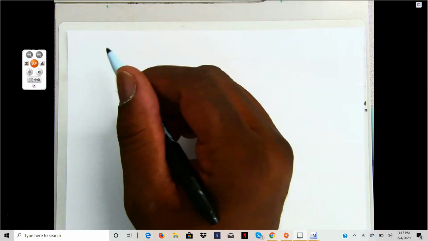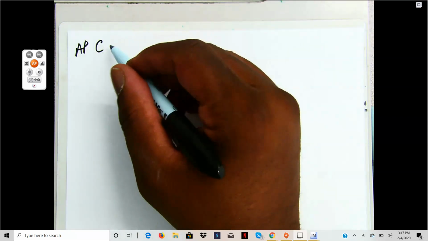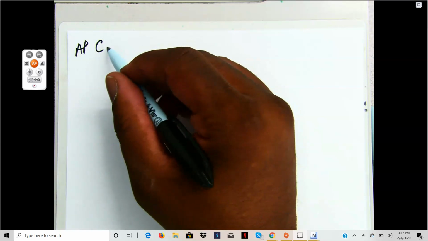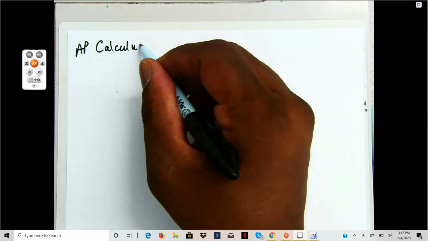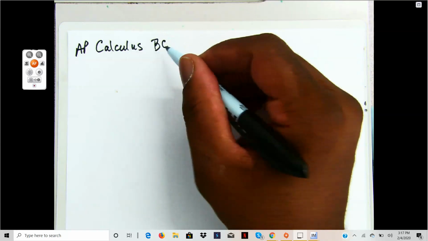Scores from yesterday's tests are in Zango. We spent about five weeks on the series unit here. We're going to spend about another week on FRQs.